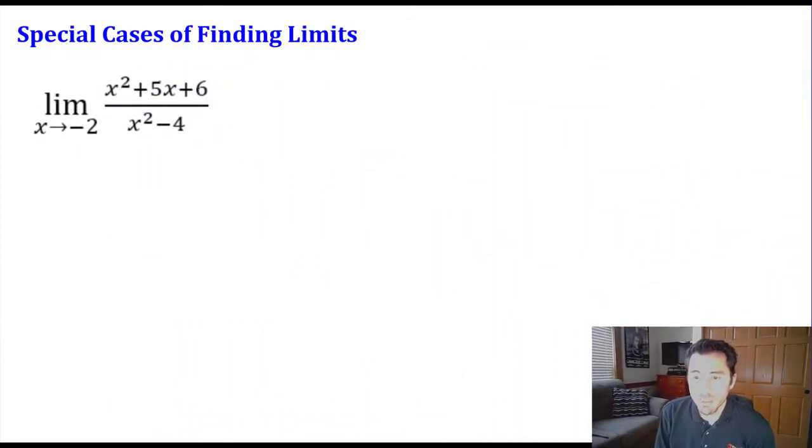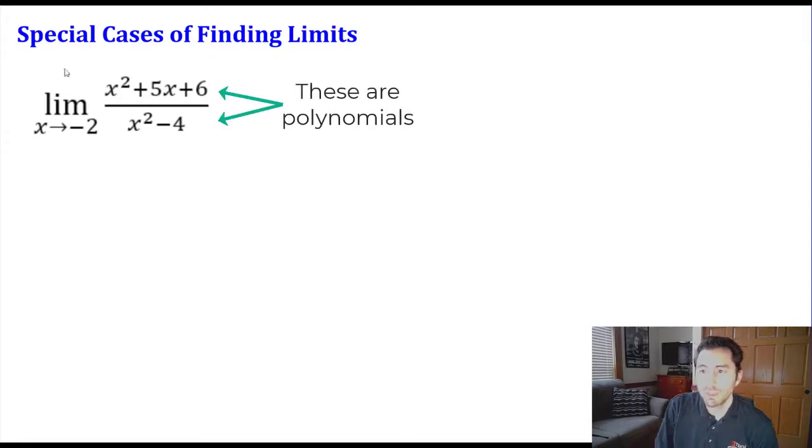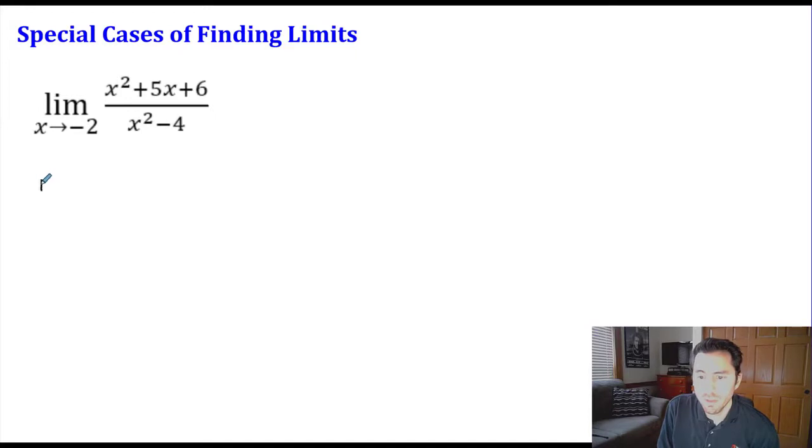The limit as x approaches -2, and then I have a rational function. So again, a rational function is just one polynomial divided by another one. The important thing to note here is the domain of this function. The restriction we have is we just can't divide by 0. So anything that would make the denominator 0 is excluded from the domain. So our domain here is all real numbers, except x cannot be positive or -2.